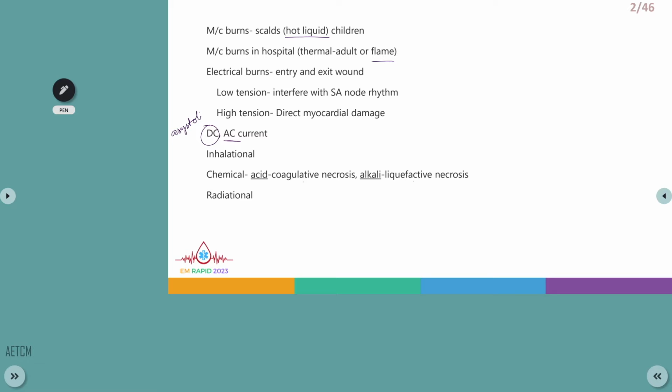Another type of burn is radiational burns. With radiational burns, there is ionizing and non-ionizing radiation, and it can be from the environment, from chemicals or toxic gas production, directly from the sun, or it can be iatrogenic, secondary to radiotherapy.